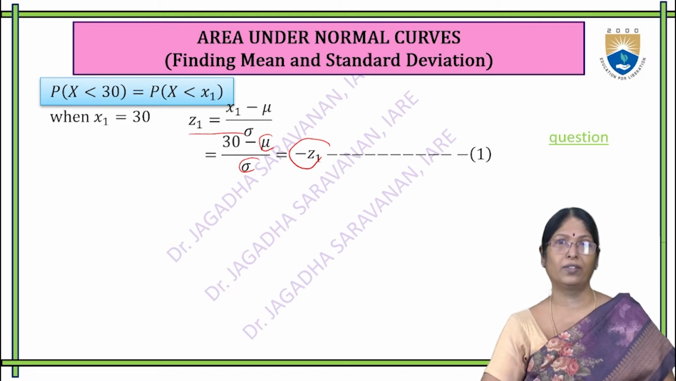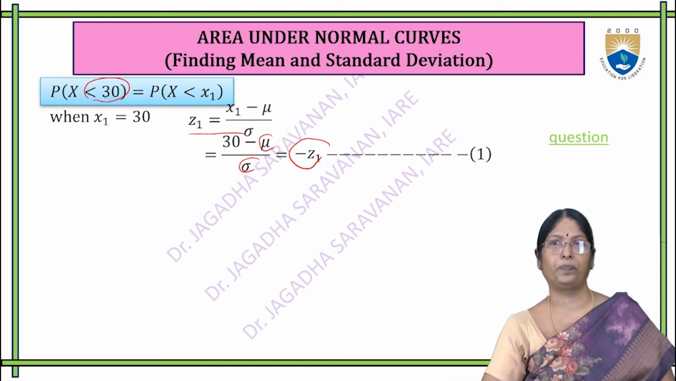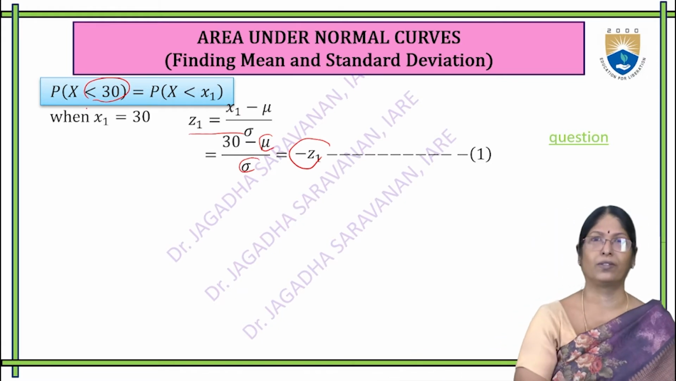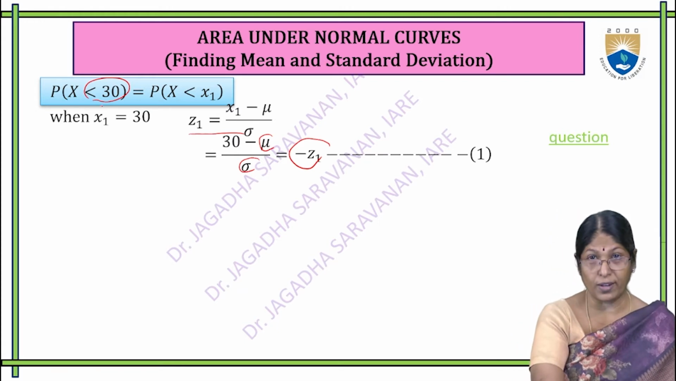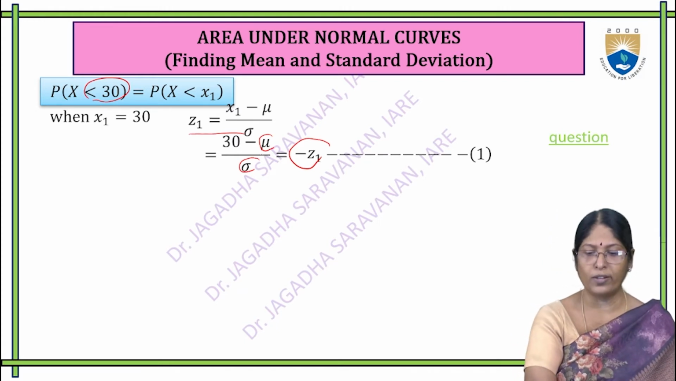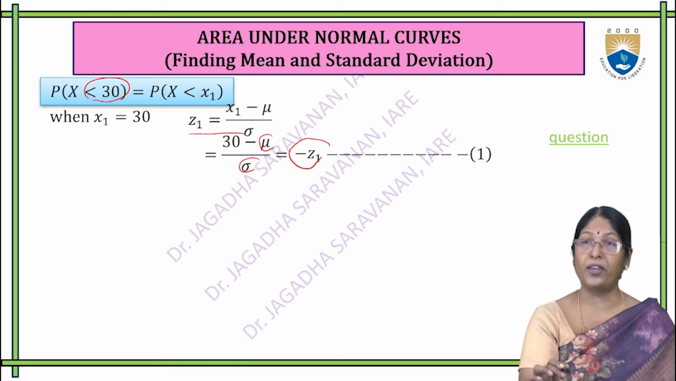The answer is, our question is less than 30. In the previous problem also, minus 0.2 was there, and the area is positive, only we have written. If the symbol is less than, it indicates the point is on the left side. Because of this less than 30, the point Z1 must be on the left side of the normal curve.